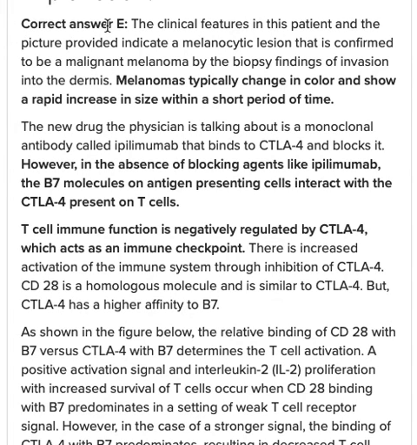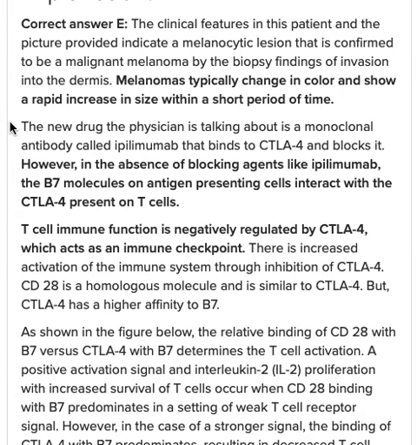The correct answer is E. The clinical features in this patient and the picture indicate a melanocytic lesion that is confirmed to be a malignant melanoma by the biopsy findings of invasion into the dermis. Melanomas typically change in color and show a rapid increase in size within a short period of time.